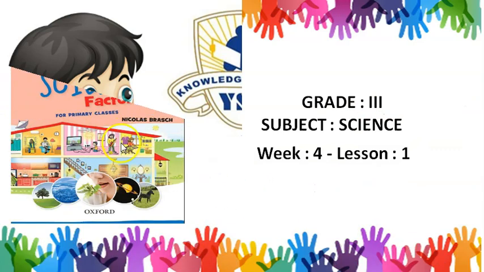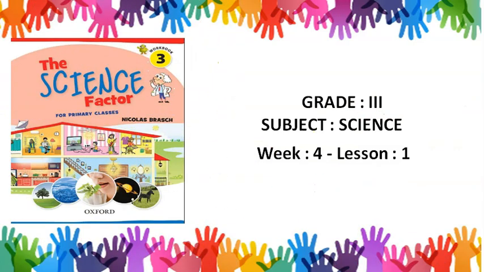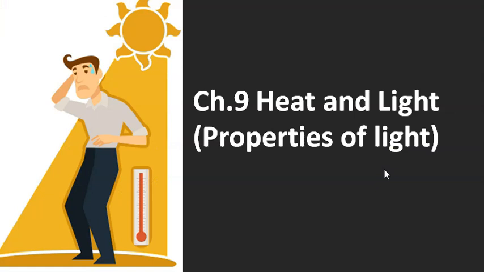This is the title page of your book and lesson number 1 of unit number 9, heat and light. In the previous lecture, we discussed heat. Do you remember or not? Heat is a form of energy. And how is it produced?